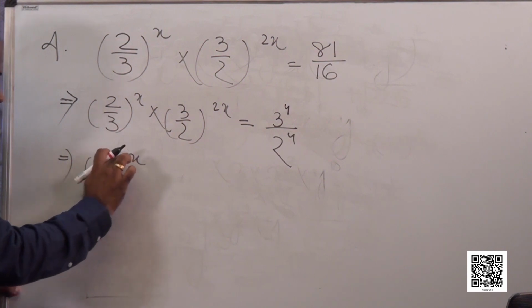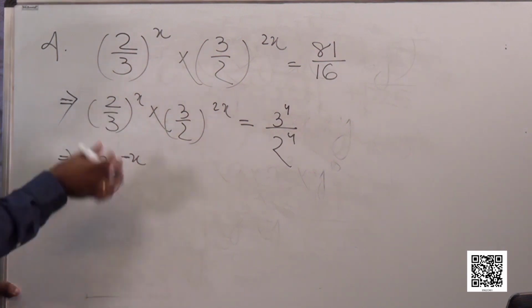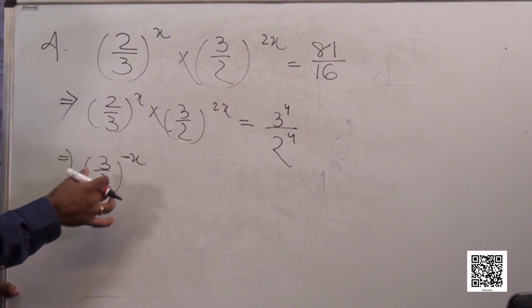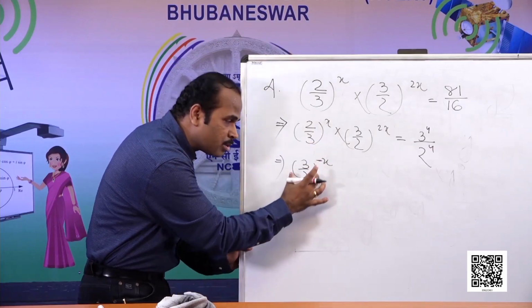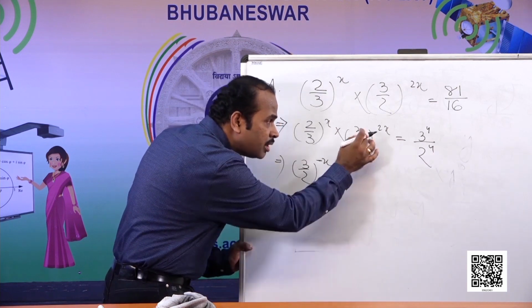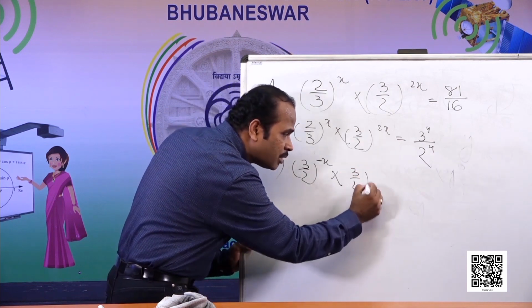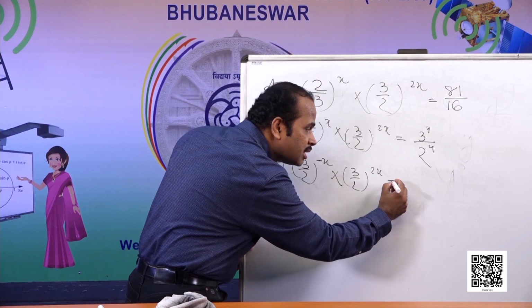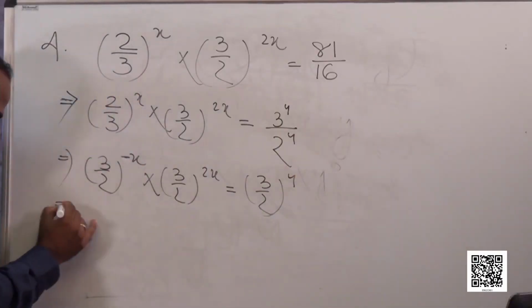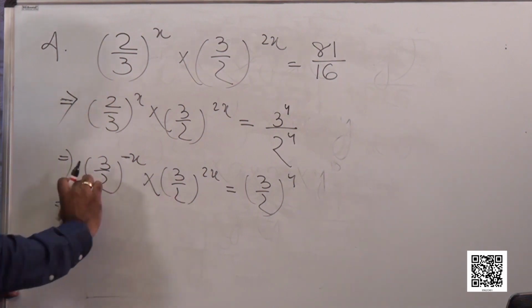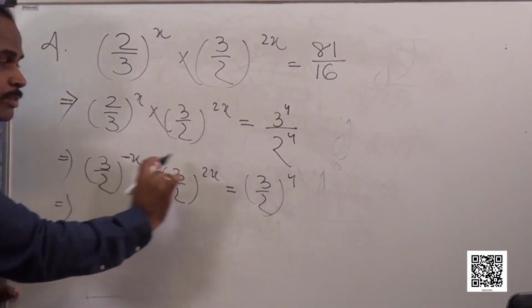If it is (3/2) to the power minus x, if I open this, I will find it is (2/3) to the power x. That means (2/3)^x, I have changed to (3/2)^-x. Into this term remains as it is, (3/2)^2x. This equals (3/2)^4. So why have I changed this? Because I wanted to make both the sides with the same base.